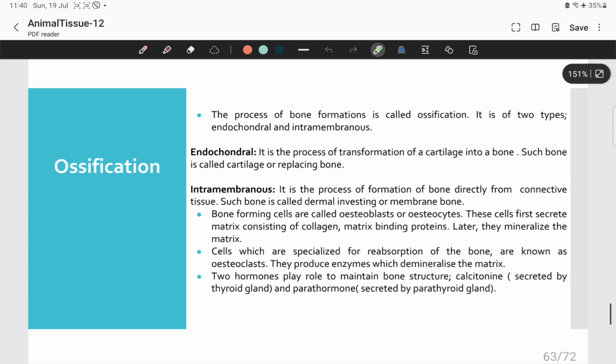Now, ossification, that we discussed already, is the process of formation of bone, and it happens by the deposition of minerals. It is of two types: one is endochondral and the other is intramembranous. Endochondral means it is the process of formation of bone by the transformation of cartilage into bone.